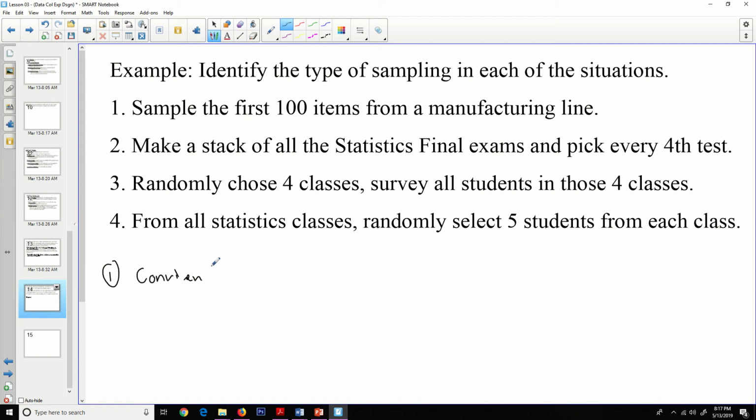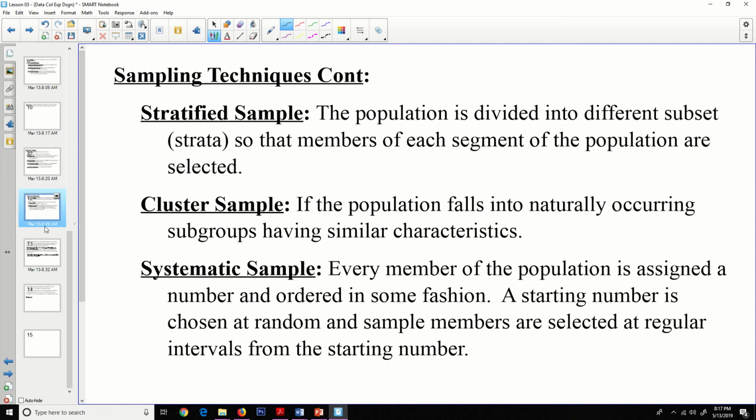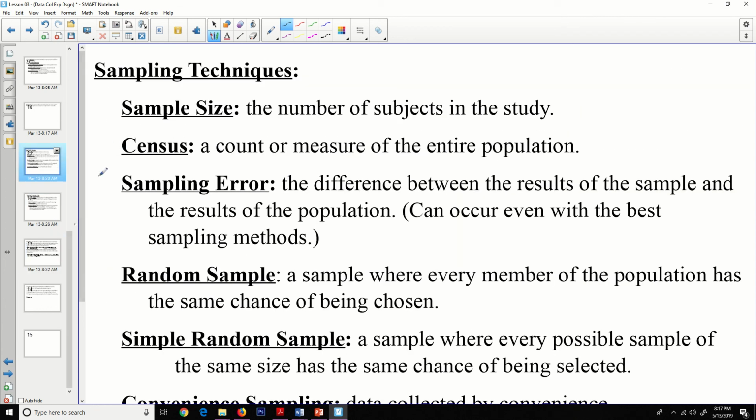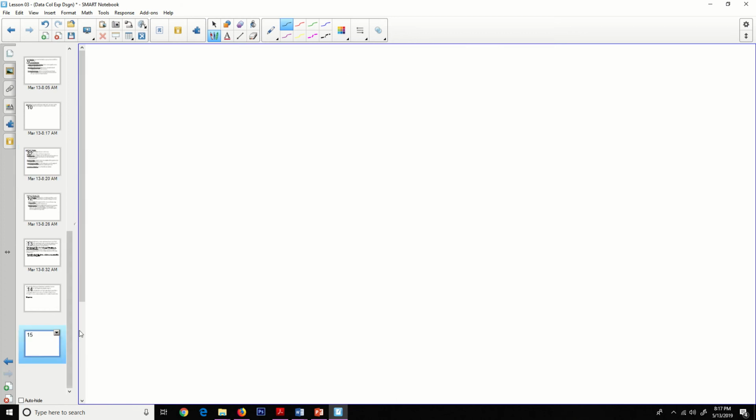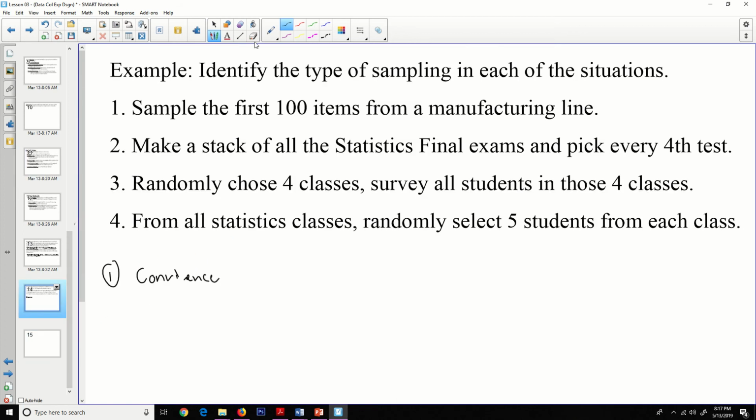Oh, I'm spelling that wrong. Convenience, C-O-N-V-E-N-I-E-N-C-E. Convenience sample. Just pick something easy.